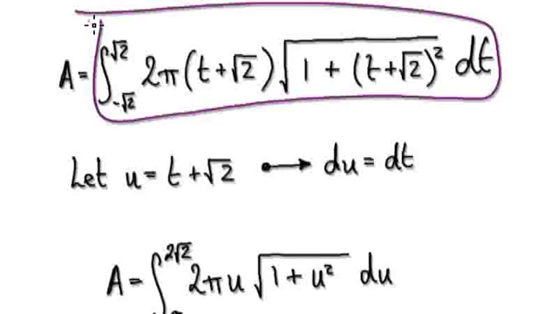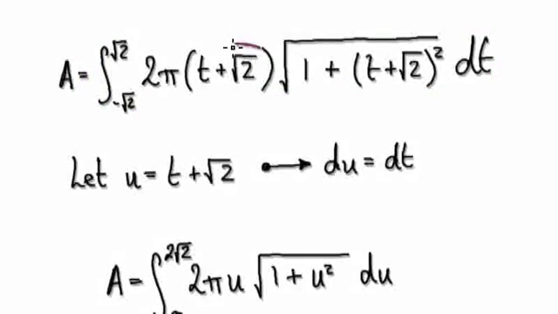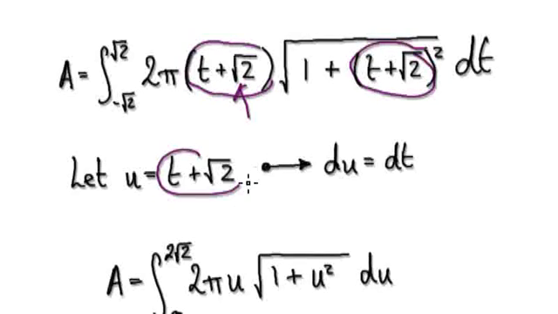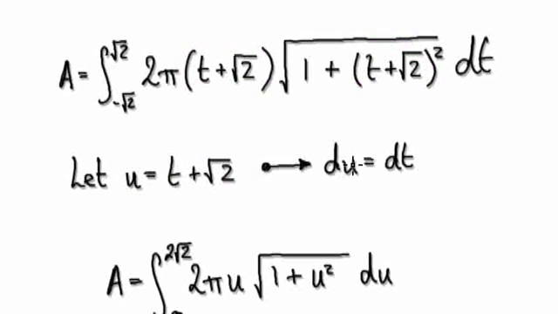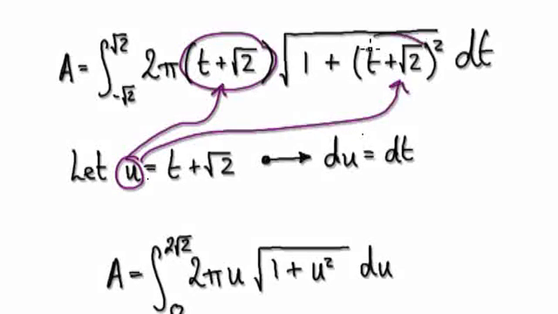So now it's just a matter of evaluating this. To integrate this, notice that this thing here is exactly the same as this thing here. So maybe we should make this our u. Let u be this thing here. If u equals this thing here, then du equals dt. Now we can put this into here, and then put the u into here.